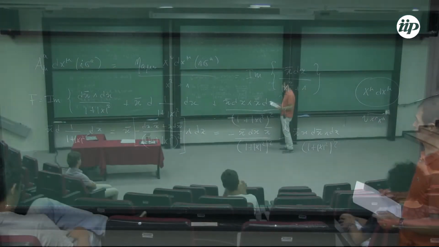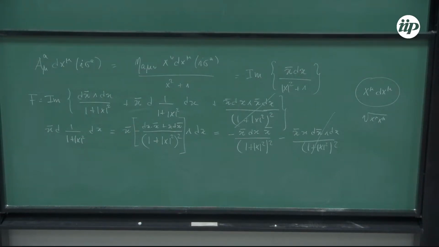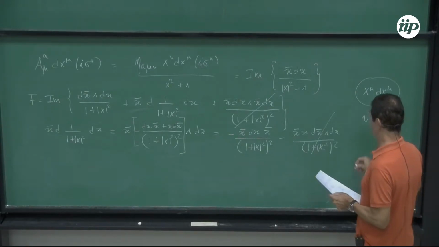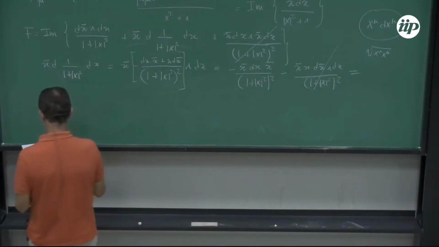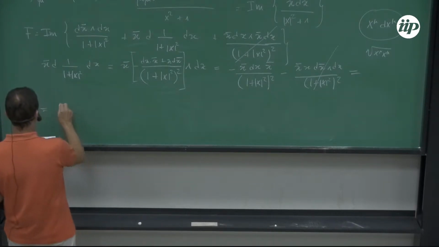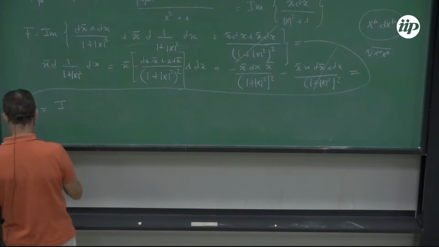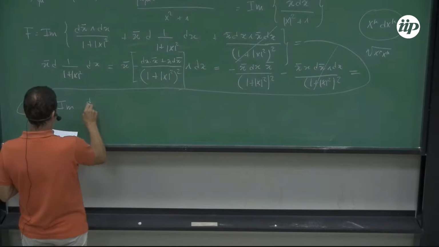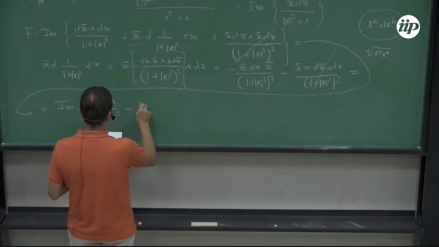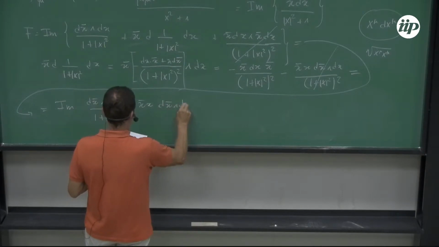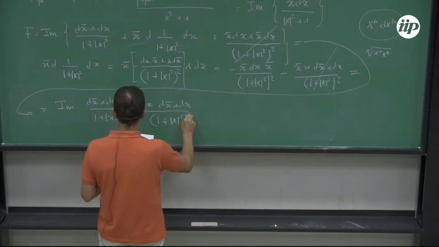Now that we have performed this computation, you see that this part cancels this part. And so the final result is just the imaginary part of dx bar wedge dx over 1 plus x squared, minus x bar x dx bar wedge dx over 1 plus x squared.